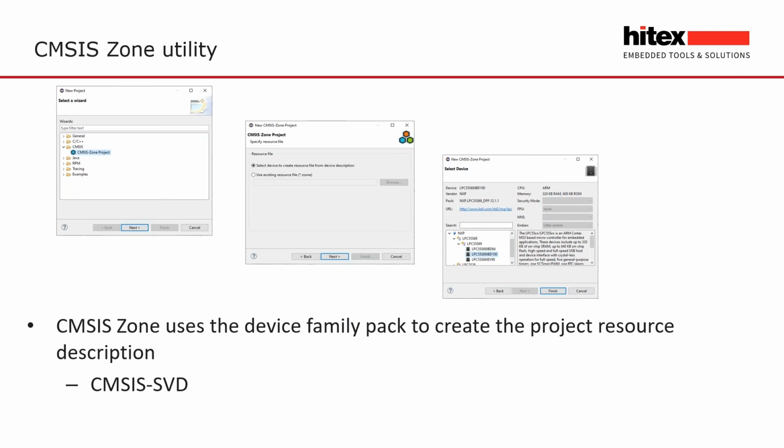So we generally will select this option, and then it will show us the pack repository, and we can select devices from any of the packs that we've got installed. So this will now load the memory description and also the system viewer description file, the SVD file, that's used to generate debug views of the peripherals. Those contain all of the register descriptions of the peripherals, which can then be imported into CMSIS Zone.